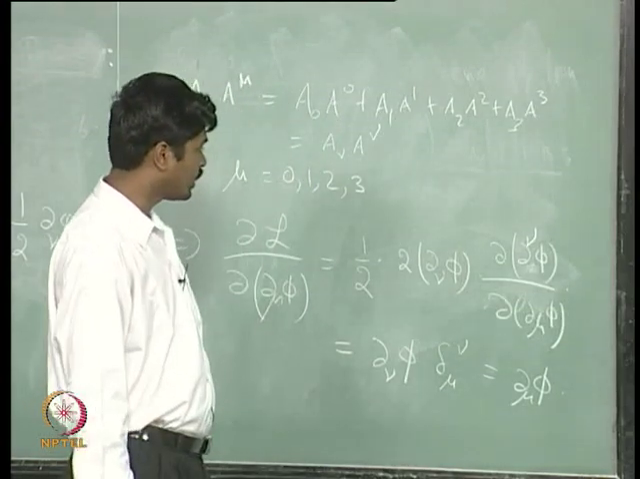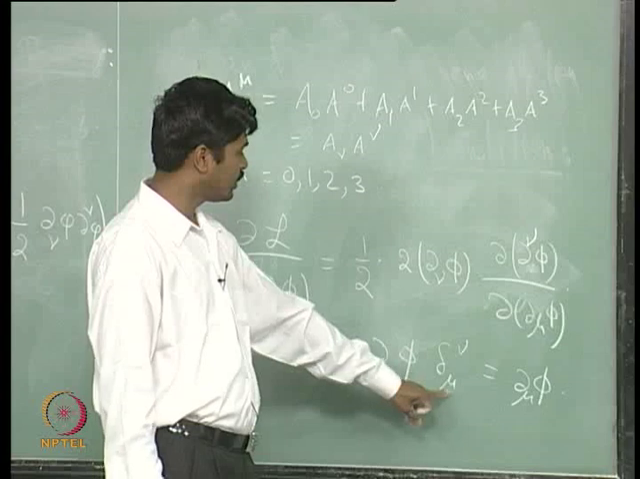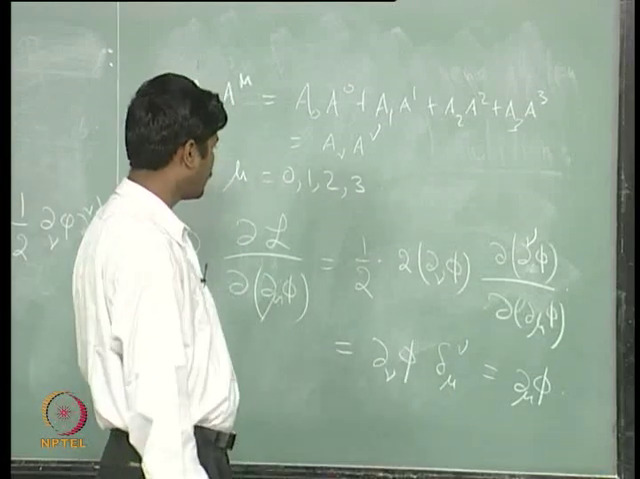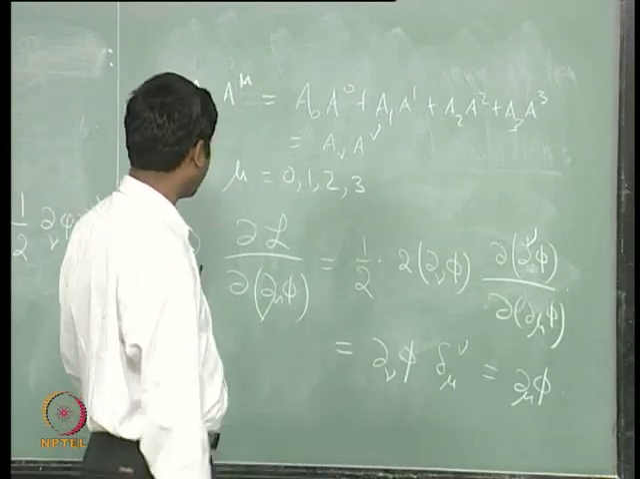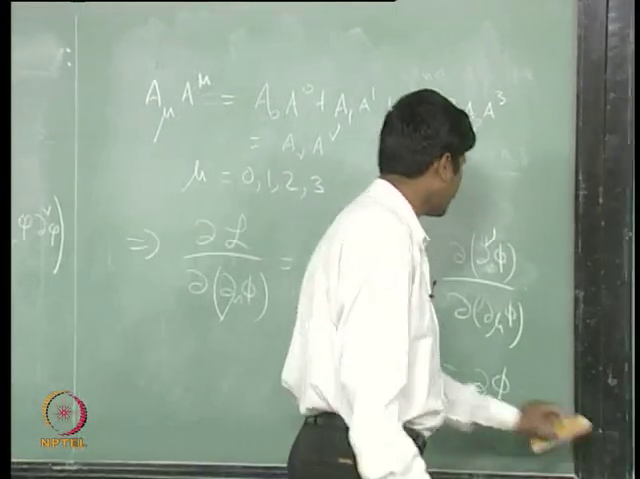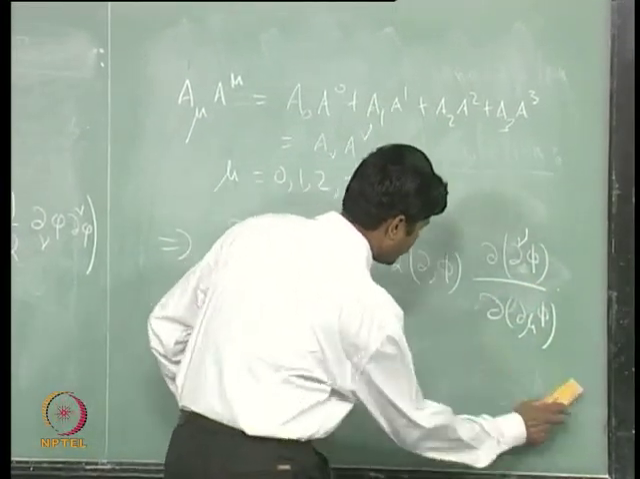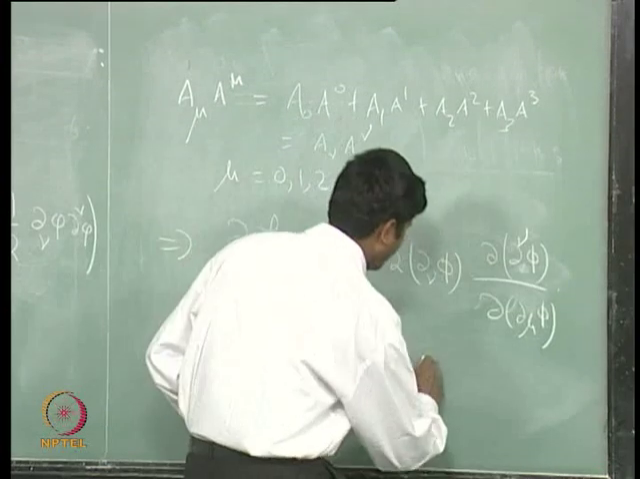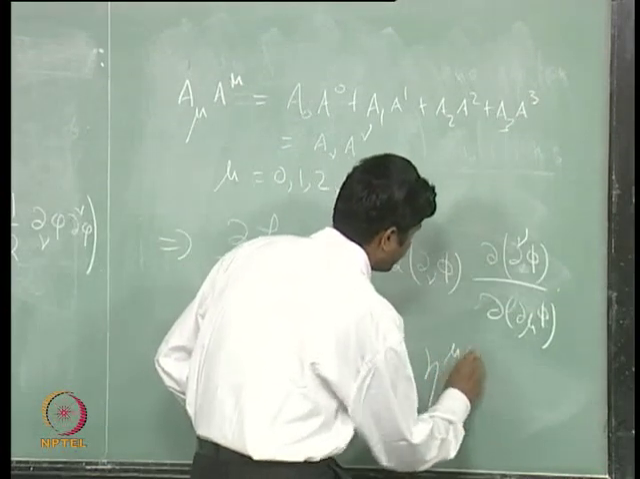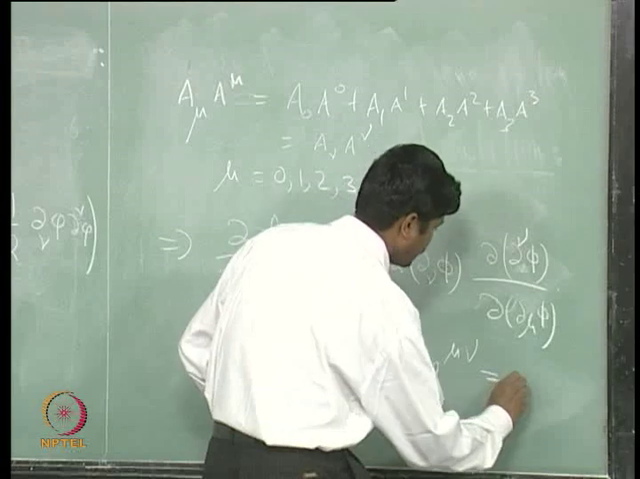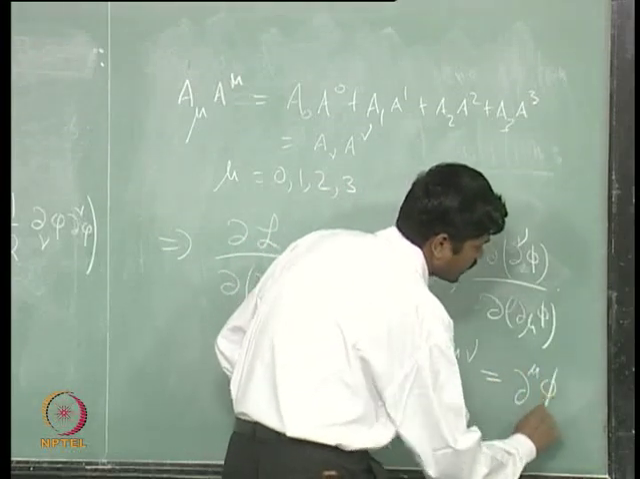You become del upper mu phi. Now it will become eta mu nu, so this is del mu phi. You are right.